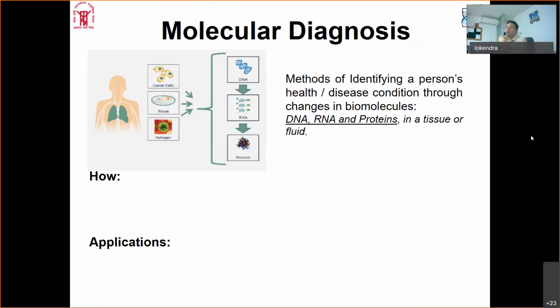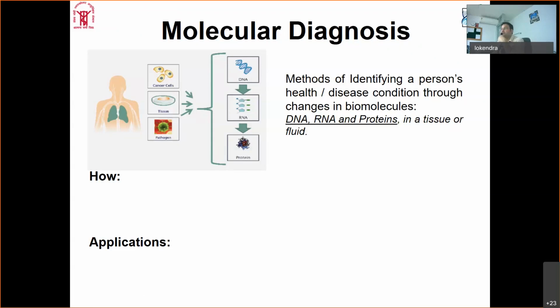So overall, molecular diagnostics is the method of identifying a person's health or disease condition through changes in biomolecules, and these biomolecules could be DNA, RNA, and protein, right? These changes can be seen either in cells, which can be isolated from a tissue through invasive procedures, or in body fluids, for example, urine, blood samples, plasma, or sputum, everything.